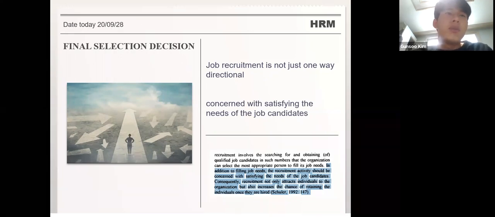For effective recruitment in the company, the recruitment activity should be concerned with satisfying the needs of the job and the candidates by offering a job that matches the applicants' specialty and knowledge of the field. This way, the turn down rate will be decreased and the chance of retaining the individual will be greater. Also, from the applicant's view, they adapt better when they know what they're working in and are satisfied with their job.